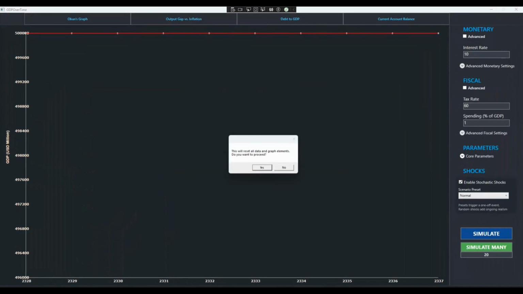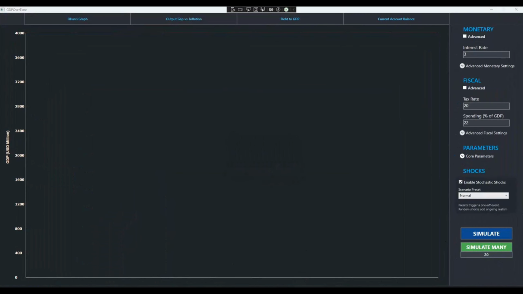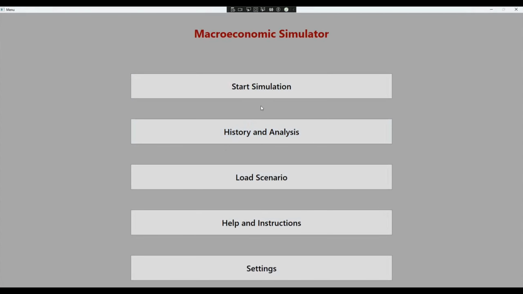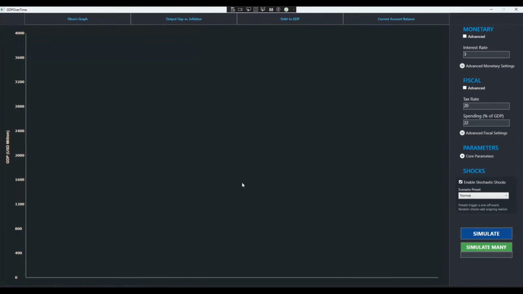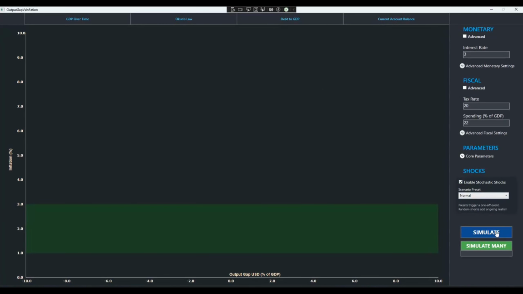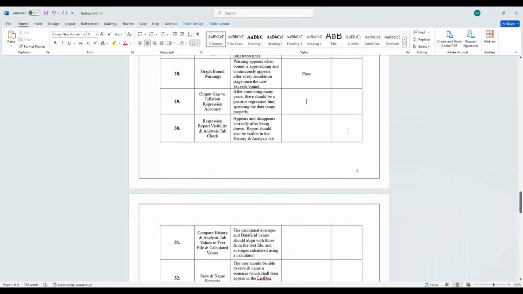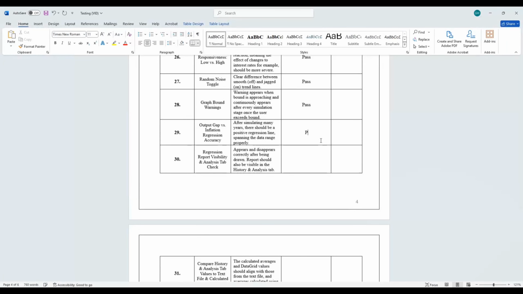So reverting back, we reset that, and for safekeeping we'll fully reset the simulation. Okay, so here we can simulate, for example, we'll do 30 years, and we simulate, and if we press regression, we have a strong positive correlation as predicted, gradient of 1.33, positive gradient. So yeah, that fits the sorts of criteria, so you can mark that as pass.